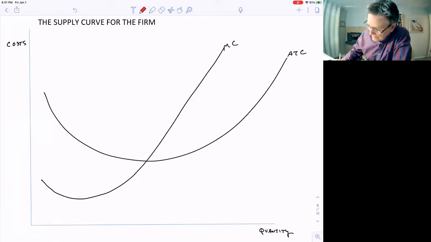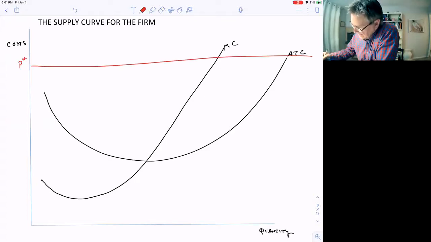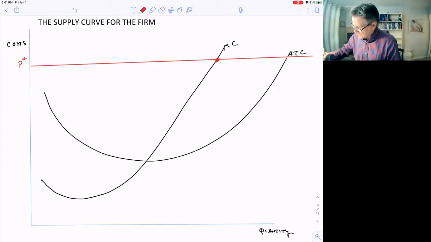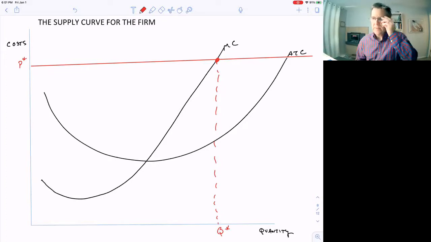And we can see if the price is up here, we'll call this P star. That means that the optimal point and quantity for the firm to produce, maximizing profits, would be right here where price equals marginal cost. So right here would be Q star, the quantity the firm produces.